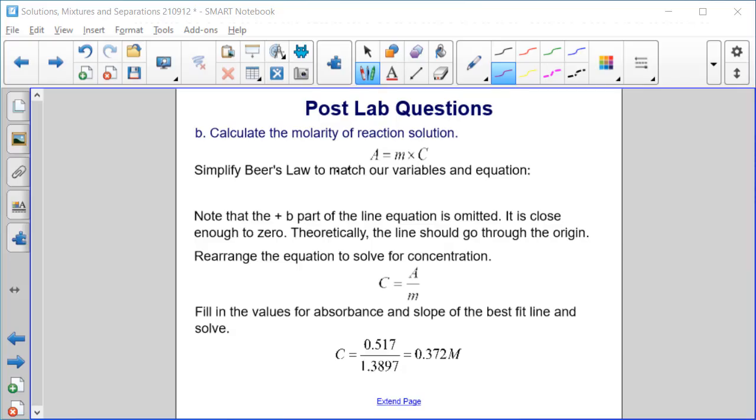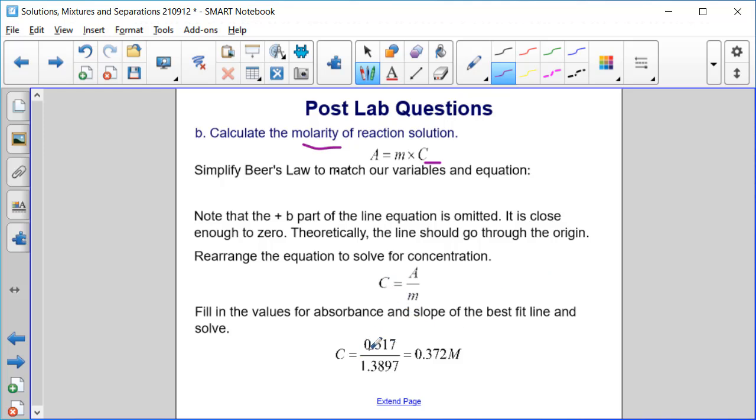Okay, let's calculate the molarity of the reaction solution. So remember that molarity of the reaction solution is the concentration. We simplify Beer's law to match our variables and equation where this m is the slope of the line, A is the absorbance that we measure of our unknown, and we can use that to find the concentration. So the plus b part of the equation is omitted. It's close enough to 0. In theory, the line should go through the origin, but of course we're talking about experimental data, so it's not perfect. So let's rearrange to solve for concentration.